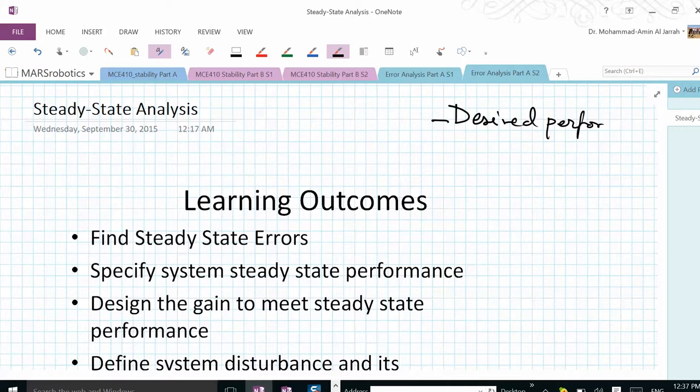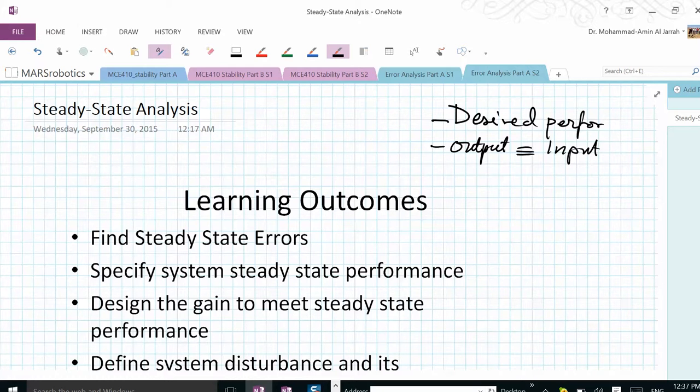What did you say, Fahad? It should perform as we want it. Yeah, it should perform as we want. And as we want it, the output should be equal to the input. This is what we want. The input is what we want. So the output should perform and should give me the desired input.